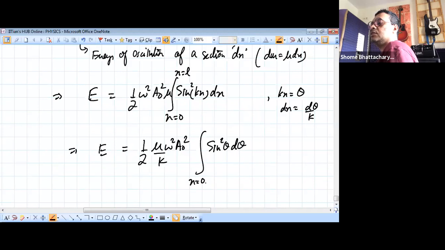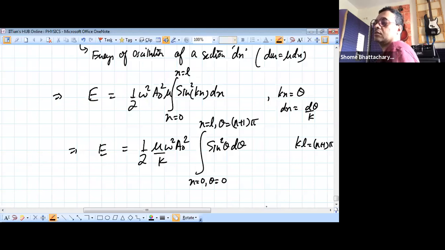Now when x is equal to 0, your value of theta will be 0. And when x is equal to L, what will be your value of theta? So you can see that kx is theta. So at x equal to L, it is how much? It is n plus 1 pi. Understood this point? Because k into L was how much? n plus 1 pi. That was the value of k for the nth order. k was pi upon n plus 1 L.